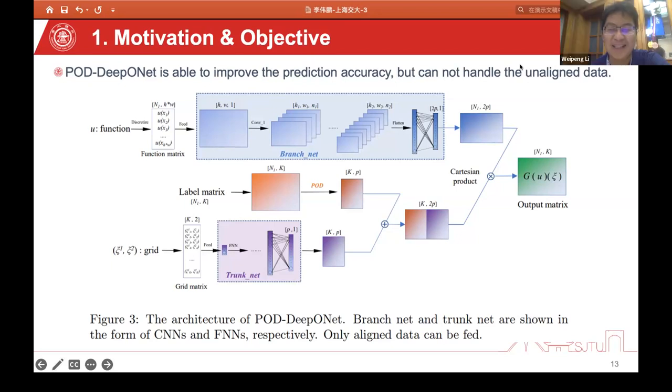You're talking too fast. I cannot follow you, I'm sorry. You mean how to generate the grid near the trailing edge of the airfoil?